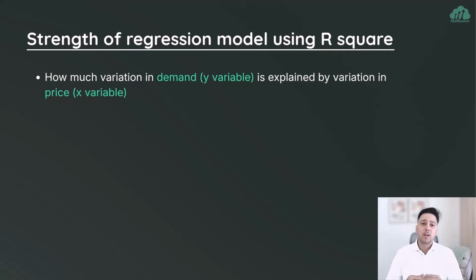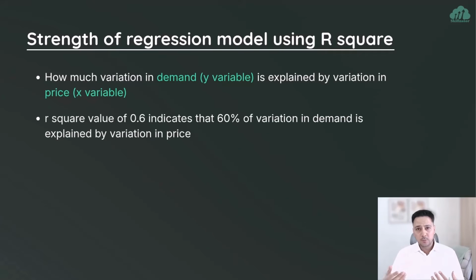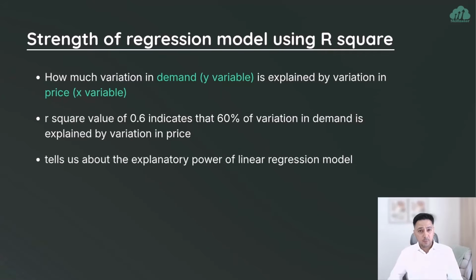So for example, assume I'm running a regression between demand of a product and its price, and I have an R-square value of 0.6. This means that 60% of the variation in demand is explained by variation in price. This also means that the remaining 40% of the variation in demand is driven by factors not captured in the regression model, or factors other than price, for example. R-square does not tell us whether the model is right or wrong. It just tells us how much explanatory power our model has.